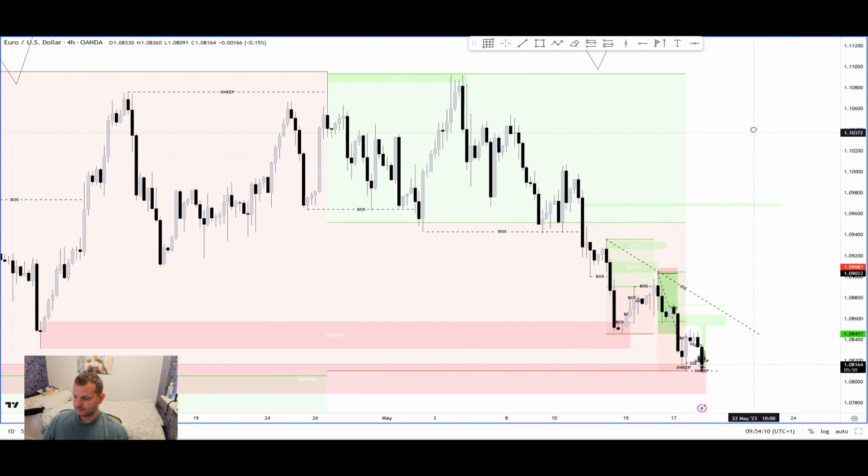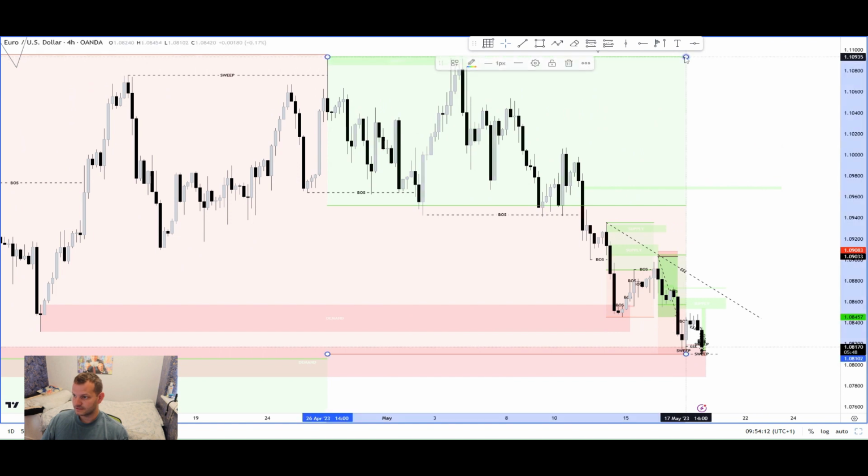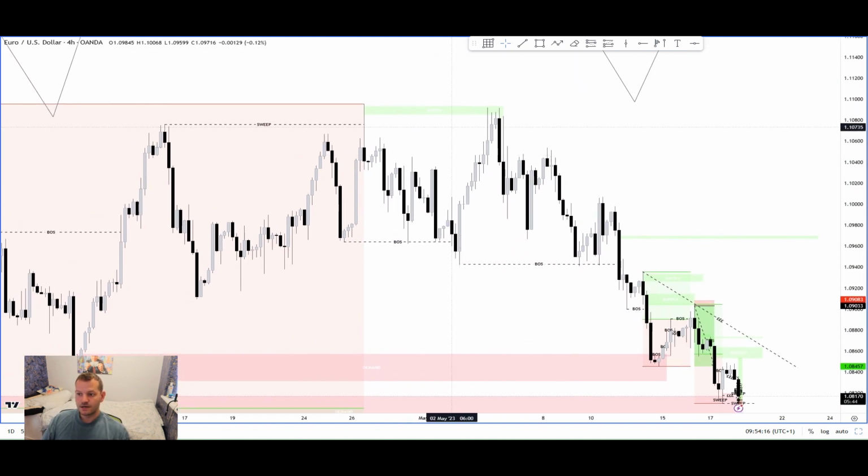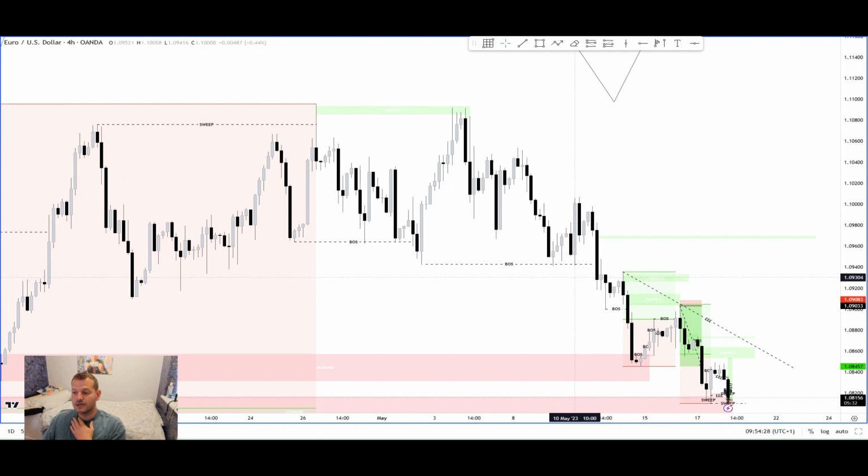So let me get rid of this one as well. That's not needed. There you go, it's a bit clearer now. And obviously we know that we tapped in to the extreme order block there. I think it was on the 1 minute, and we broke structure again from that. So we were seeing lower lows and lower highs. So that is a bear market effectively.